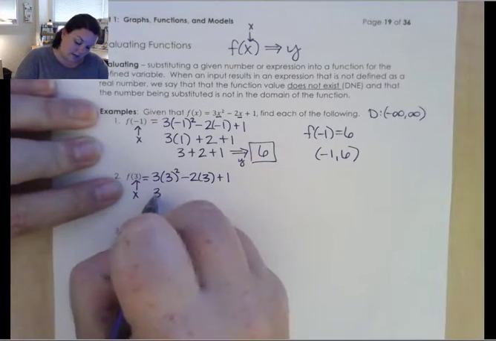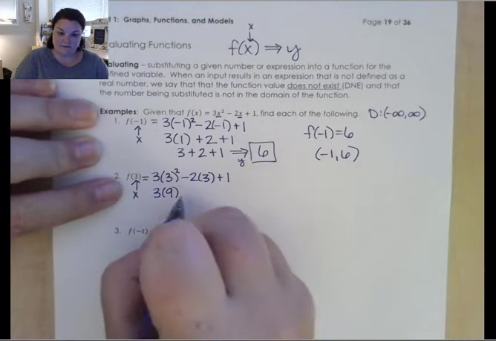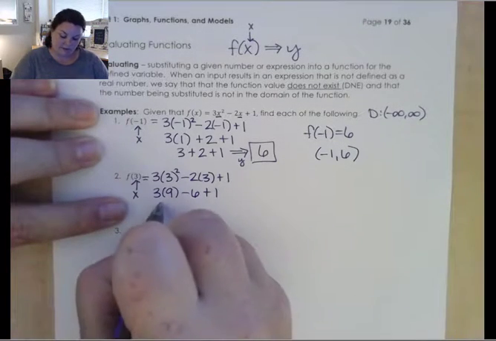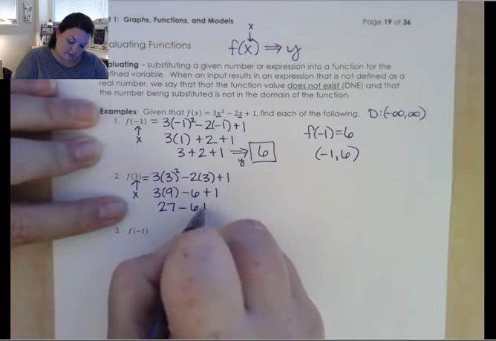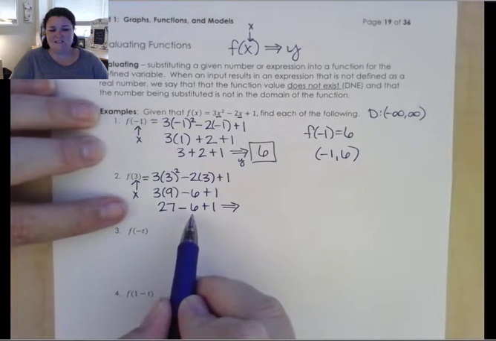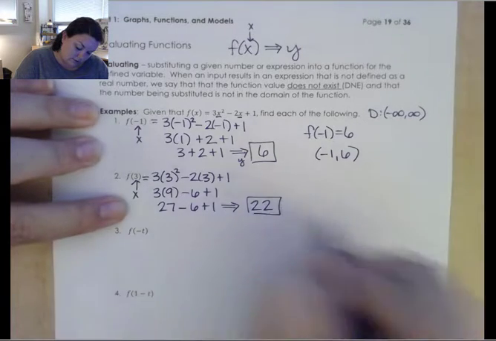So 3 squared is 9, so I have 3 times 9. And then negative 2 times 3 is negative 6, plus 1. 3 times 9 is 27, minus 6 plus 1. 27 minus 6 is 21, plus 1 is 22.